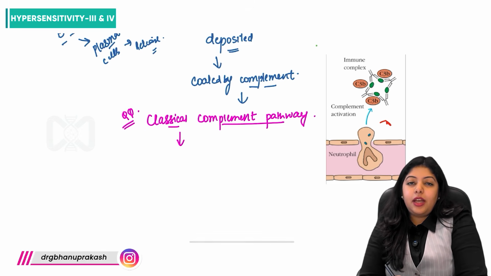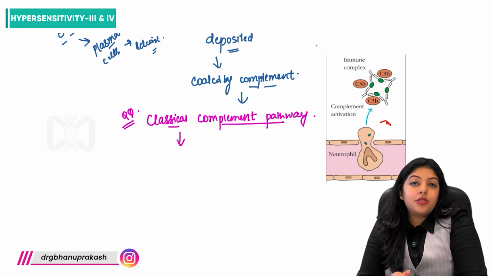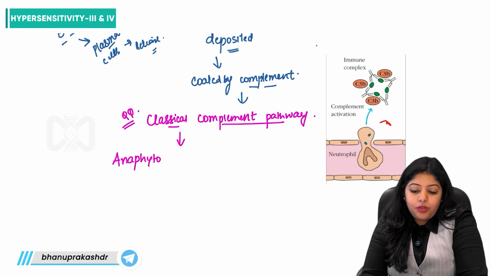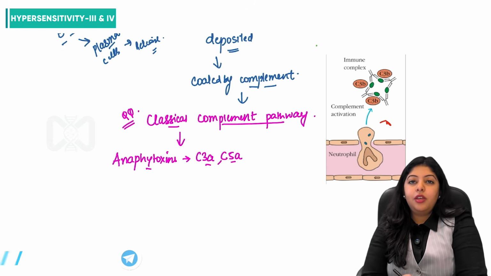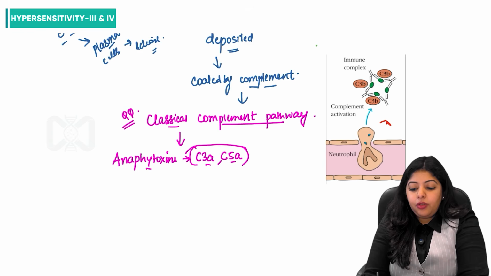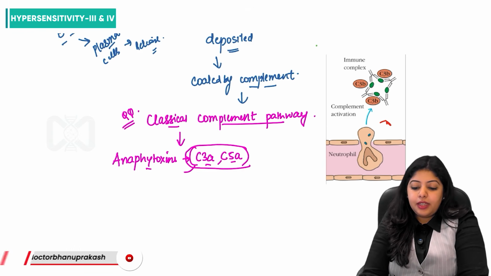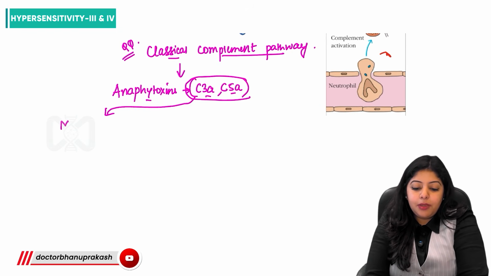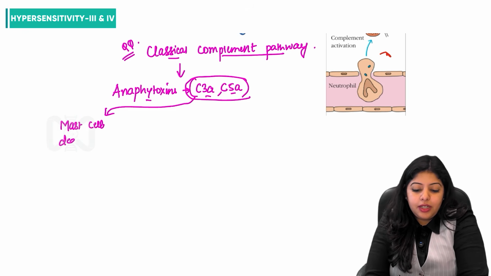So once it gets activated, what does it release? It releases certain anaphylatoxins, and along with anaphylatoxins, there is also release of chemoattractants, right? And what are these anaphylatoxins? These are C3a and C5a. So what are these anaphylatoxins going to do? These lead to mast cell degranulation. In general terms, this happens. Mast cell degranulation occurs.